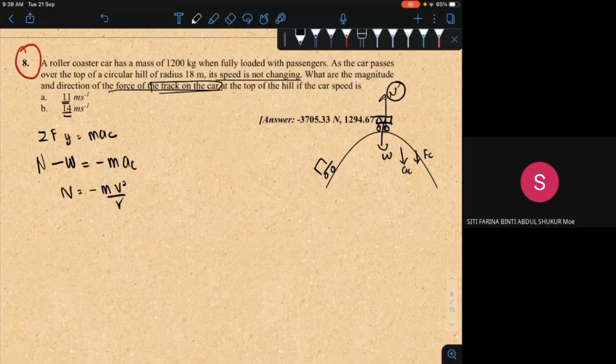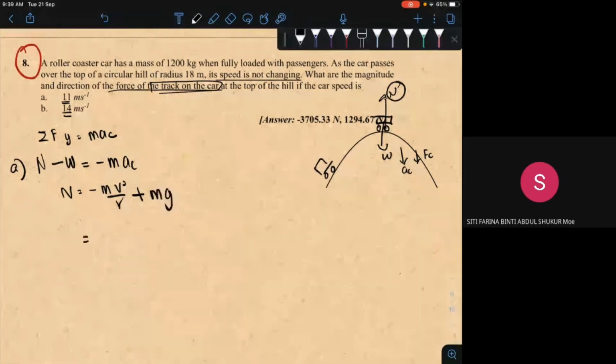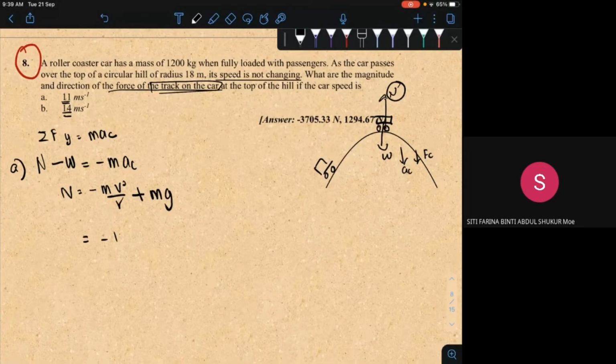So this is for A. Plus weight adalah mg. So saya akan masukkan semua nilai. V saya 11 for the first case, square. R dekat sini dia kata over the top of circular hill with radius 18 meter, 18 campur dengan 9.81. Tekan kalkulator, awak akan dapat jawapan sebanyak negatif 3705.33 Newton.